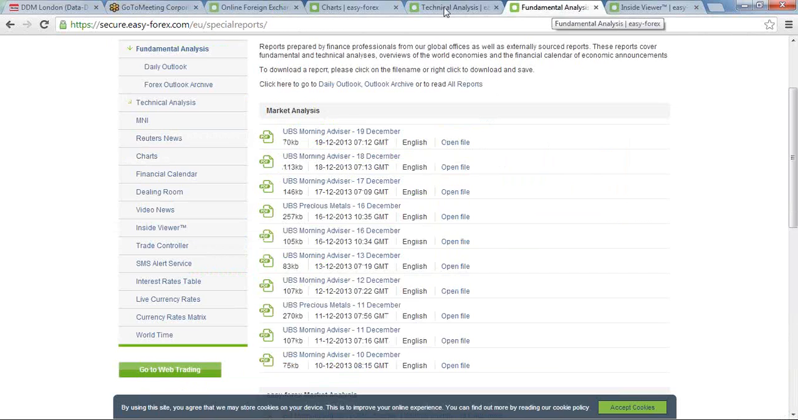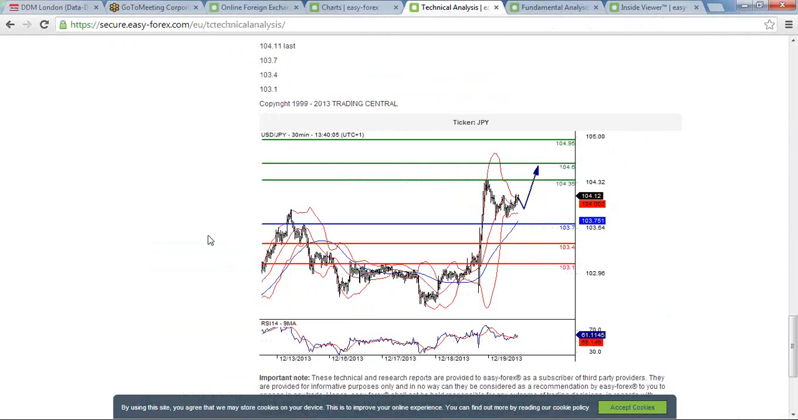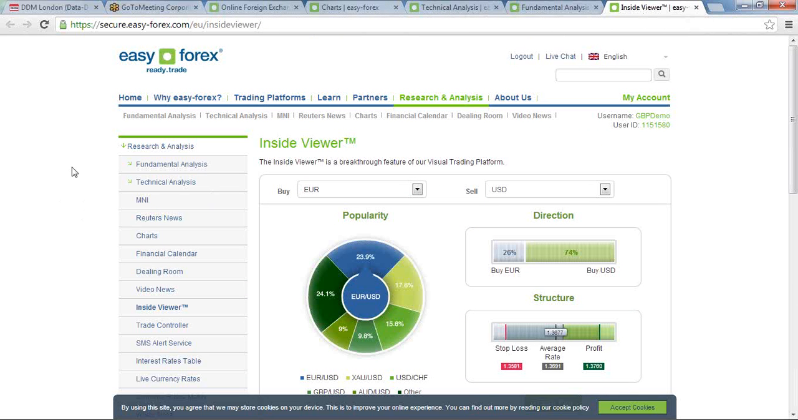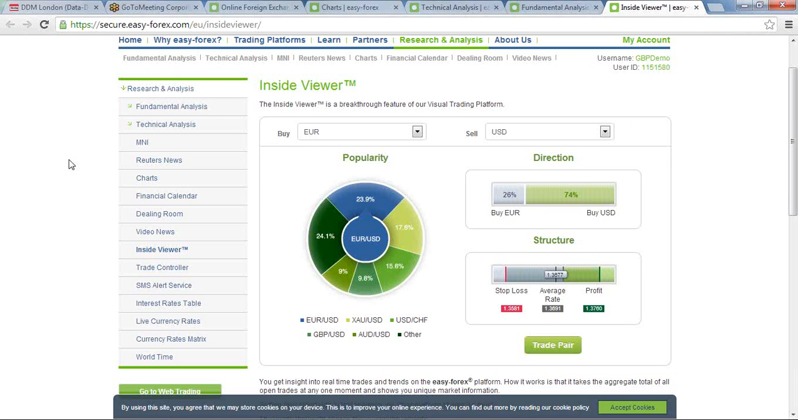Last thing I want to show you, so we've gone through the charts, we've had a look at the technical analysis page, we've had a look at the fundamental reports. The last thing I want to show you is the inside viewer. Okay, this is sentiment analysis, something I use quite a lot in my trading and my analysis. It tells you the position sentiment of traders. Okay, have traders bought? Have they sold? Are they long or are they short?